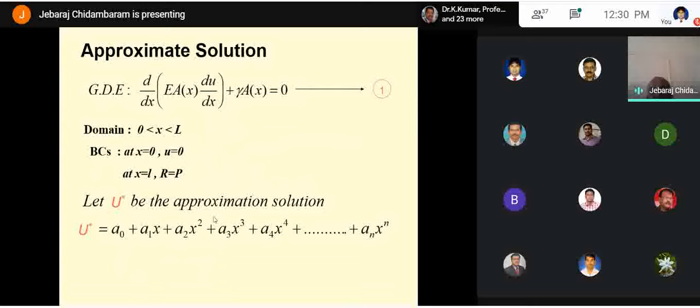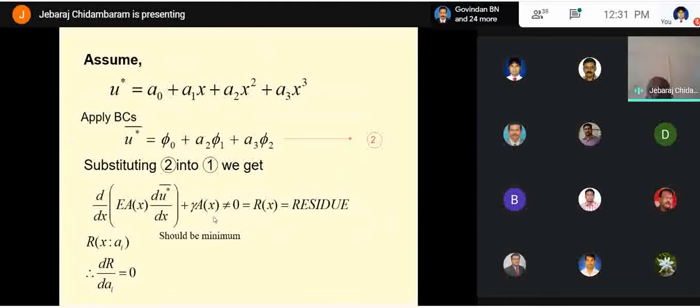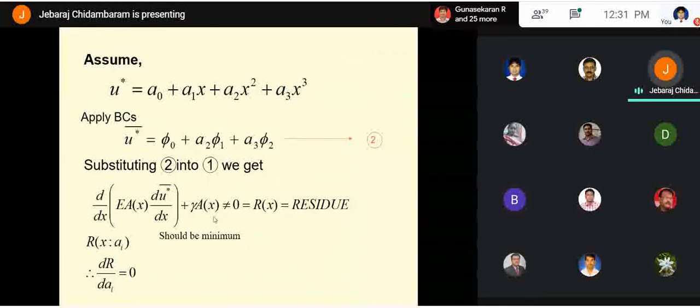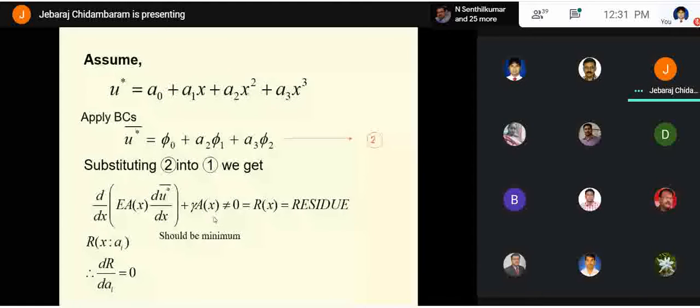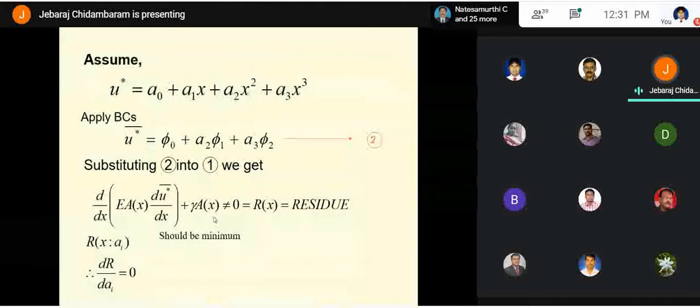Now, instead of u, we are substituting u star, an approximation. Therefore, the right-hand side is not equal to 0, because the approximate solution will not be homogeneous. There will be error. There will be some leftover. We call it the residue. Now, this residue came because of the approximate solution. So if the residue is small, your approximation was a good approximation. A larger residue means your approximation is a bad approximation.